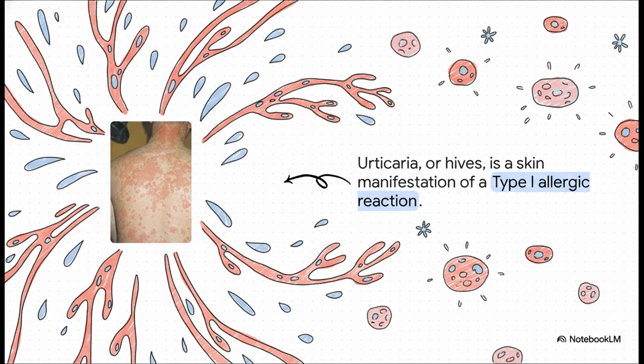And this is what that chemical flood looks like on the outside. All that histamine makes your blood vessels leaky. Fluid seeps out from the vessels into your skin, and you get these itchy, raised welts we call hives, or urticaria. You are literally seeing the fallout from those mast cells exploding.